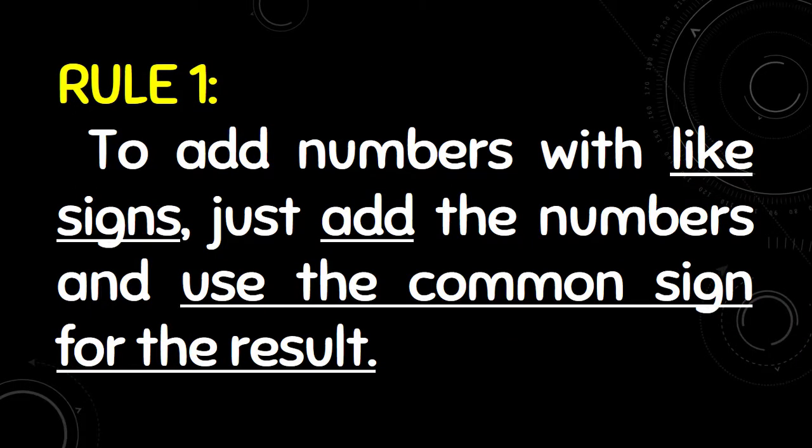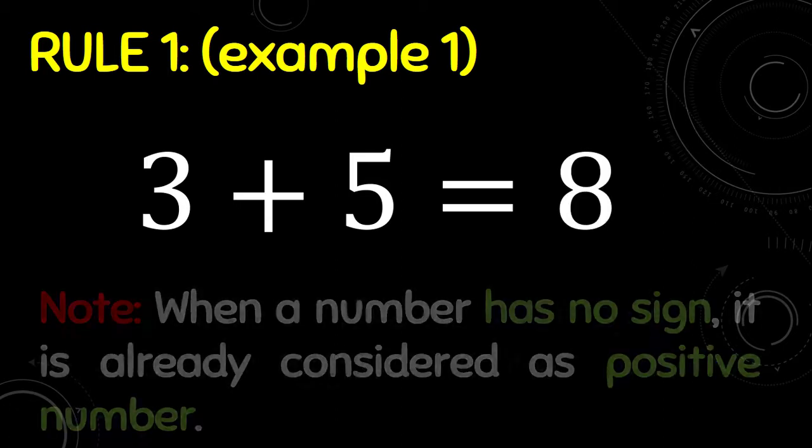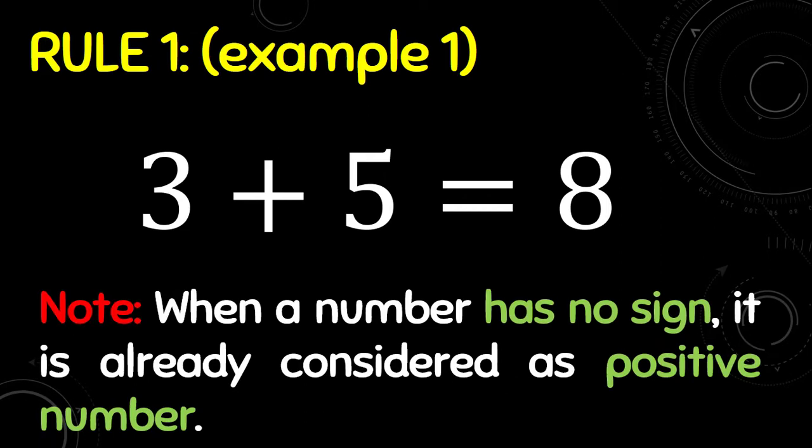Rule number 1. To add numbers with like signs, just add the numbers and use the common sign for the result. For example, we have here positive 3 plus positive 5. It is equal to positive 8. Note, when a number has no sign, it is already considered as a positive number.